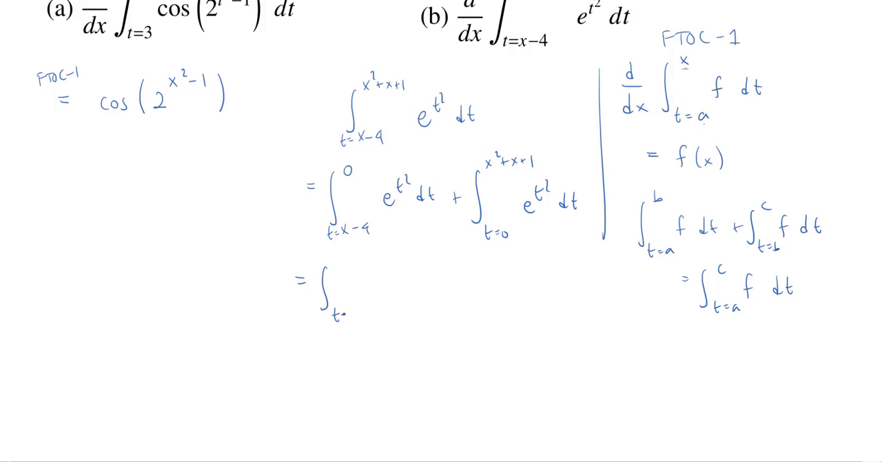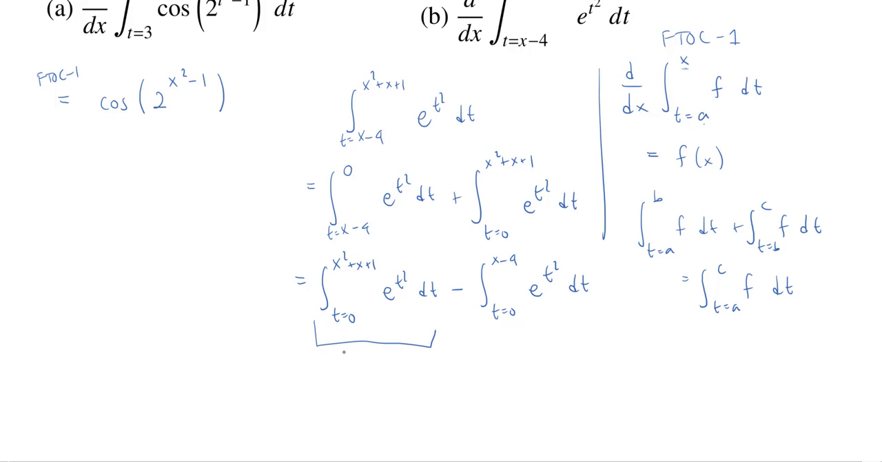So this will be the same thing as integrating from 0 to x squared plus x plus 1 of e to the t squared. And then instead of plus, it'll be minus the integral from 0 to x minus 4 of e to the t squared. All right, so we now have it in the shape of our first fundamental theorem of calculus, and we now need to take the derivative. What I'm going to do, just to make my life a little bit easier in terms of writing, is give this a name.